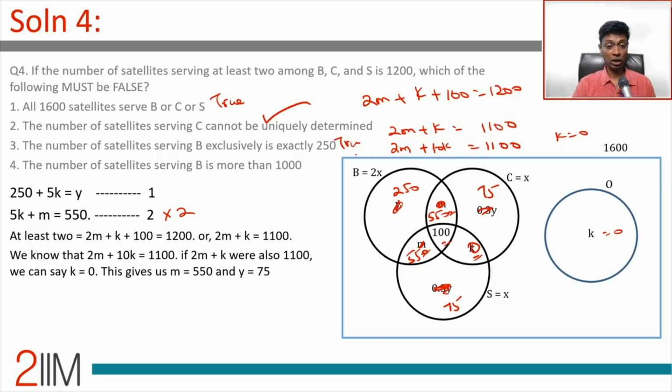The number of satellites serving B exclusively is exactly 250. True. The number of satellites serving B is more than 1000. 550 plus 550, 1100, 1200, 1450. Yeah, this is also true. Must be false is statement 2.